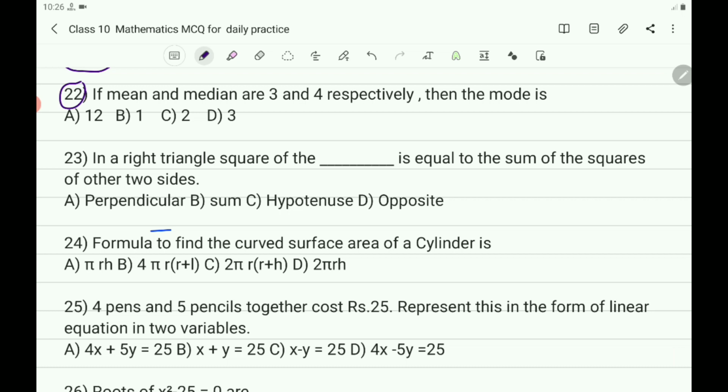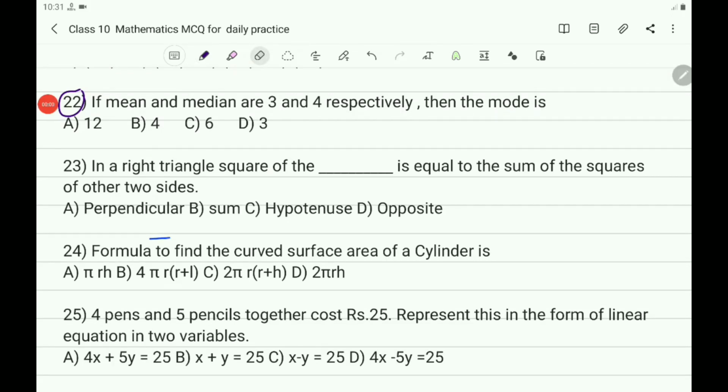Next you take the question number 22. If mean and median are 3 and 4 respectively, then mode is. Here you must use the empirical formula which says the relation among median, mode and mean. You know the empirical relation, that is 3 median equals mode plus 2 mean.